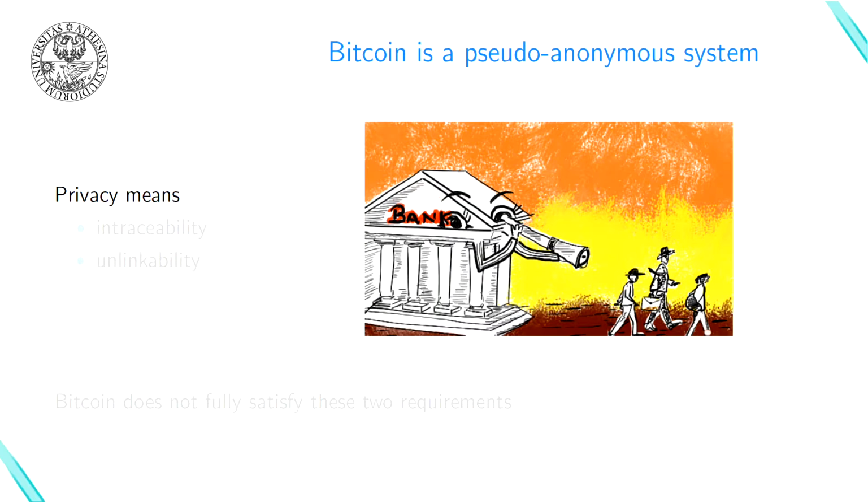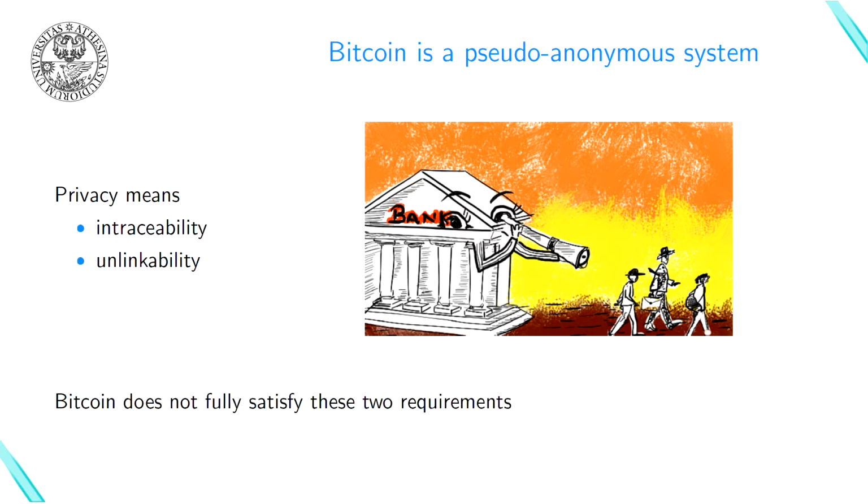In this context, privacy means payments should be untraceable and unlinkable. For each incoming transaction, all possible senders are equiprobable, and for any 2 outgoing transactions, it is impossible to prove they were sent to the same person. But observe that Bitcoin does not fully satisfy these 2 requirements. So it's not a fully anonymous, but rather a pseudo-anonymous cash system.